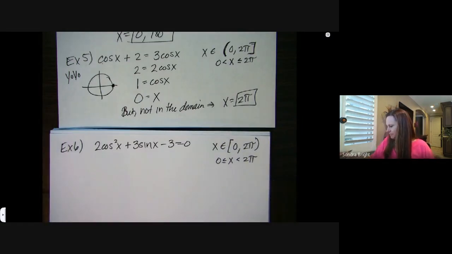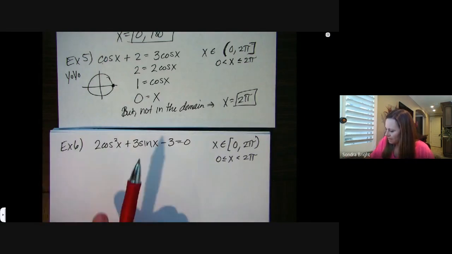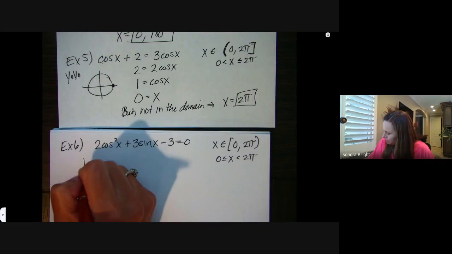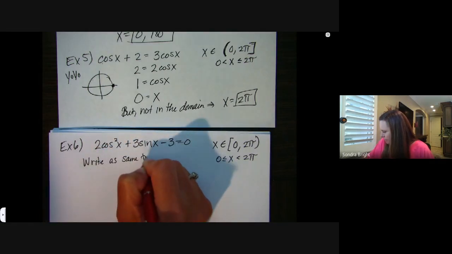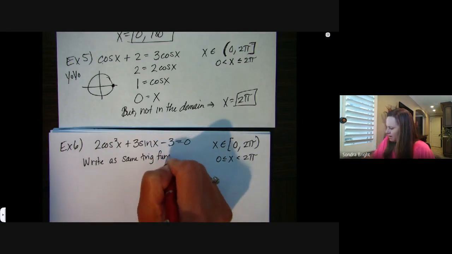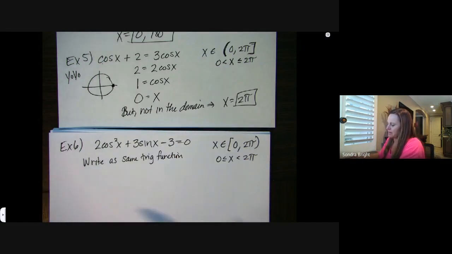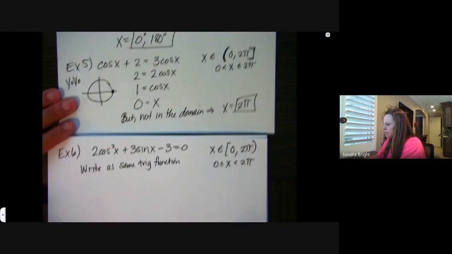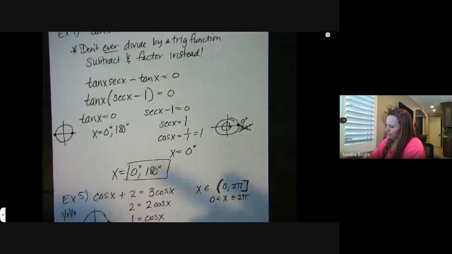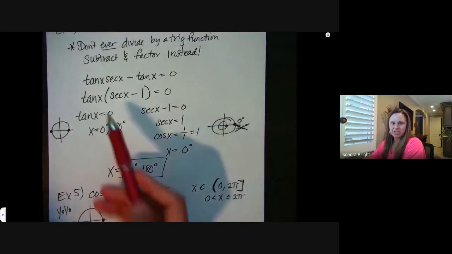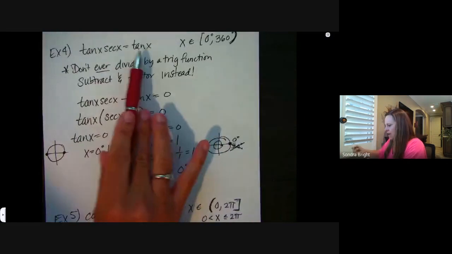All right. Well, you got a cosine squared and a sine. What you want to do is write them as the same trig function, because you can't factor it the way it is. Example 5 had the same trig function, both of them in terms of cosine. Examples 1 through 3 were all a single trig function. The only one that wasn't was tangent and secant equals tangent, but they had something in common, so I was able to subtract it and factor.